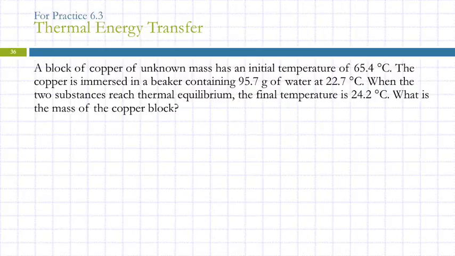let's try it. A block of copper of unknown mass has an initial temperature of 65.4 degrees Celsius. The copper is immersed in a beaker containing 95.7 grams of water at 22.7 degrees Celsius. When the two substances reach thermal equilibrium, the final temperature is 24.2 degrees Celsius. What is the mass of the copper block?